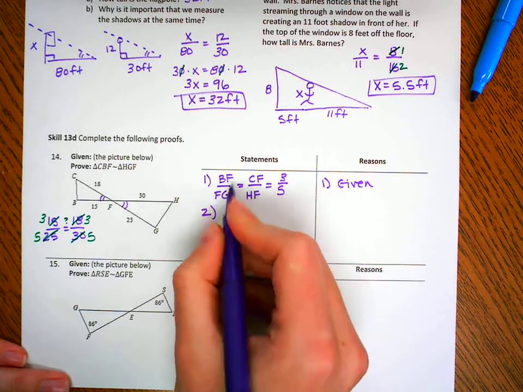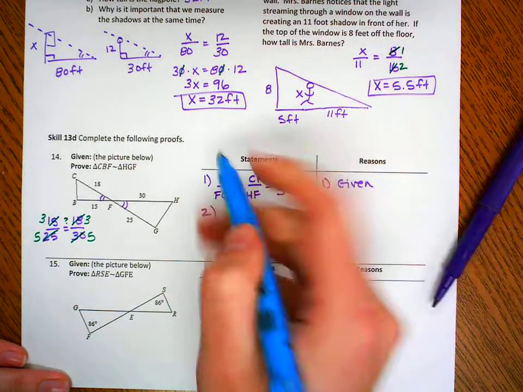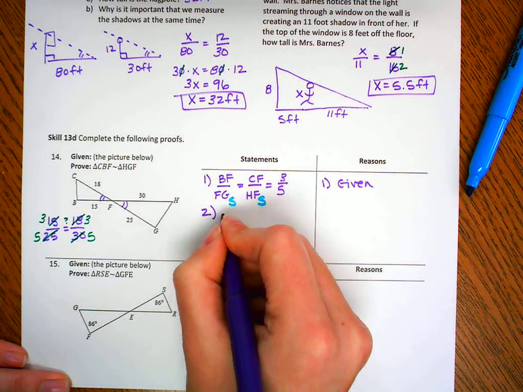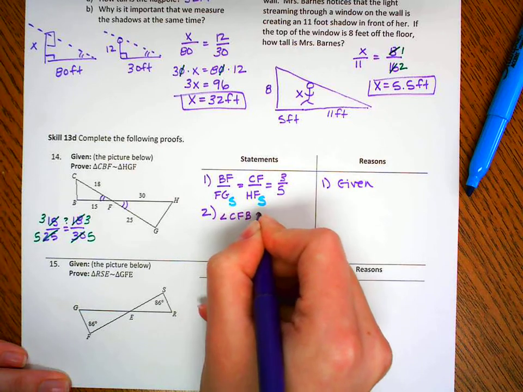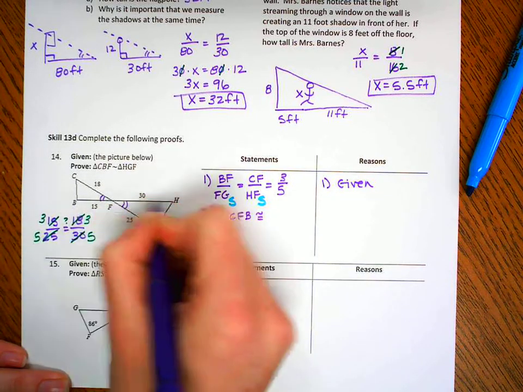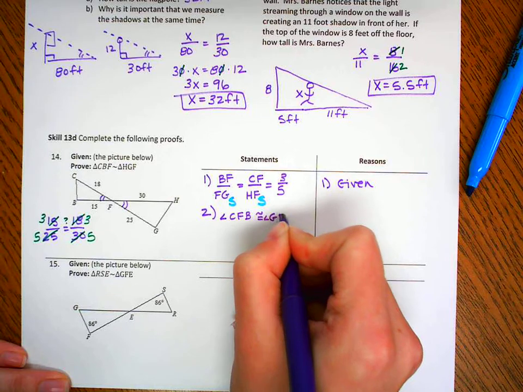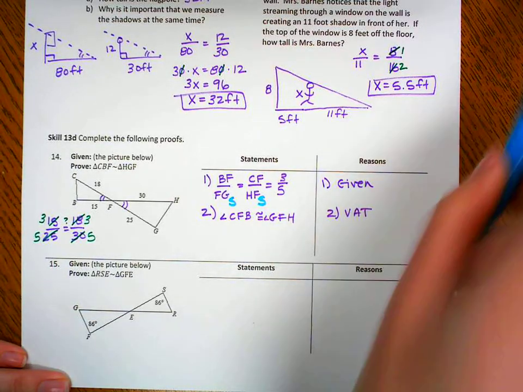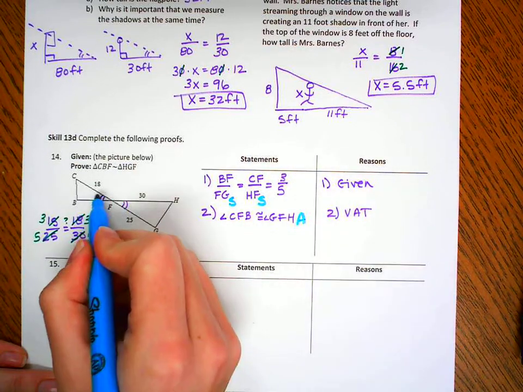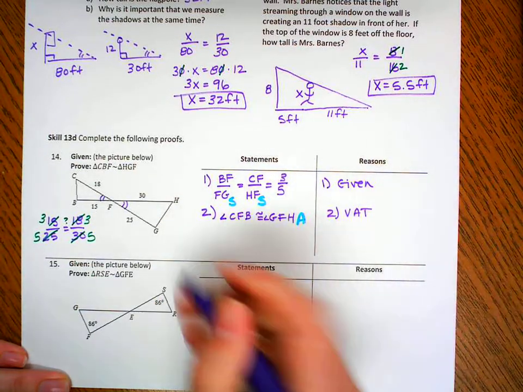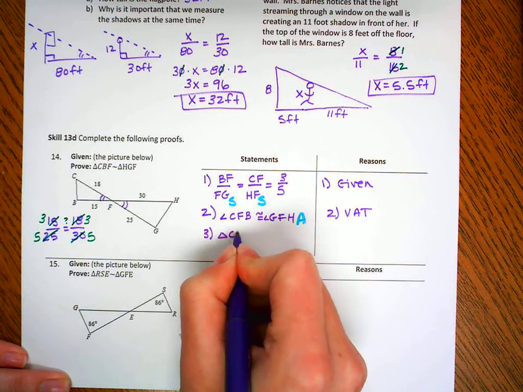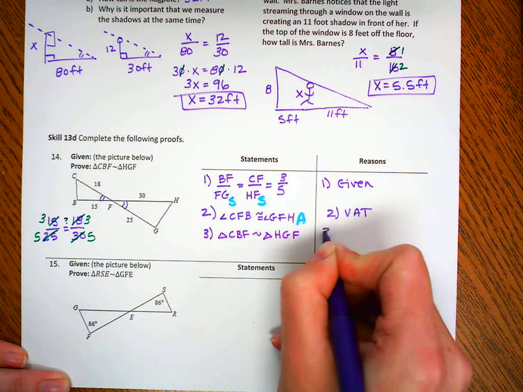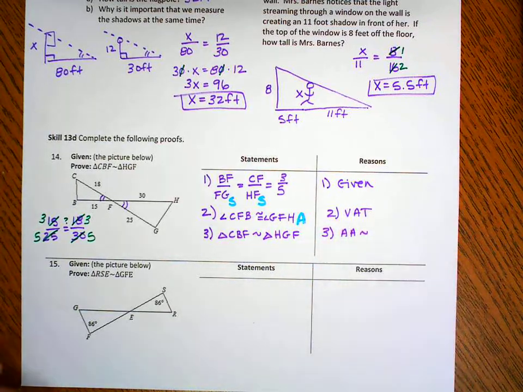Step 2: I have my two sets of sides now, so here's the first set of sides that are proportional, and the second set of sides that are proportional. I can also say that angle CFB is congruent to angle GFH, because they are vertical angles. That's the vertical angles theorem. Now I have a set of included angles between the two sets of sides that are proportional. So now I can say that my two triangles are similar by SAS similarity.